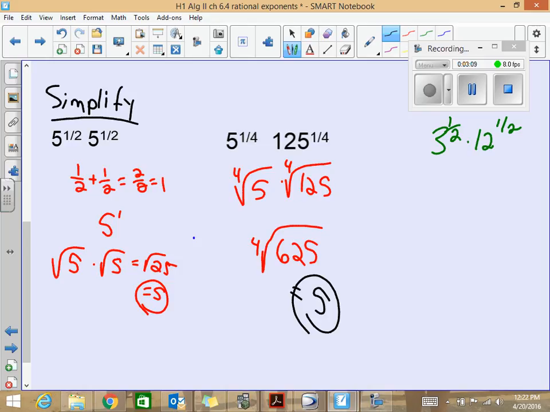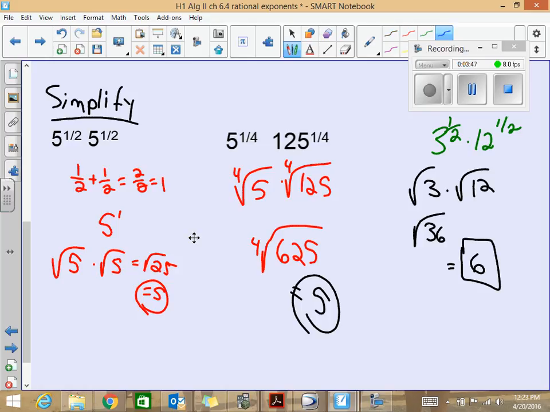All right, this next one again has different bases, so we really don't want to use the exponent rules. We can rewrite it as radicals. So radical 3 times radical 12 is radical 36, and then radical 36 is 6. Right. This is the first part of your homework, page 386, 10 through 18 even.